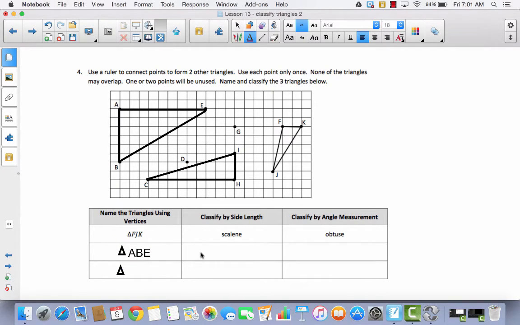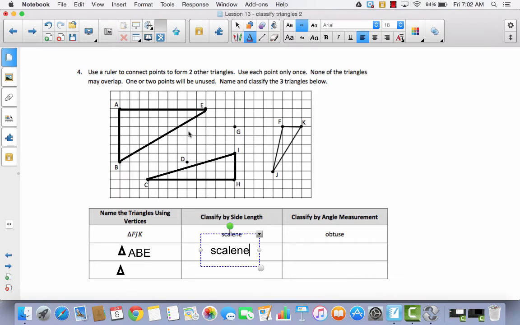And classify it by its side lengths. So this one is 1, 2, 3, 4, 5, 6, 7, 8, 9 units. This one is 1, 2, 3, 4, 5, 6 units. And this one is 1, 2, 3. This one's got to be longer. So none of the sides are the same length. So what do we call that? We call it scalene.